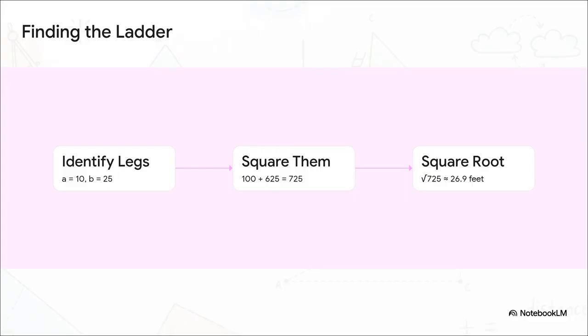First up, we need to identify our independent orthogonal legs. The horizontal distance out from the house is 10 feet, so A is 10. The vertical height straight up the wall is 25 feet, so B is 25. Next, we just square them. 10 times 10 gives us 100, 25 times 25 is 625. Add those two together, and you get 725. That number is our C squared. Finally, to find the actual length of the ladder, our missing hypotenuse, we just take the square root of 725. And just like that, by plugging these independent distances into our formula, the cheat code solves it. You're going to need a ladder that's just under 27 feet long.